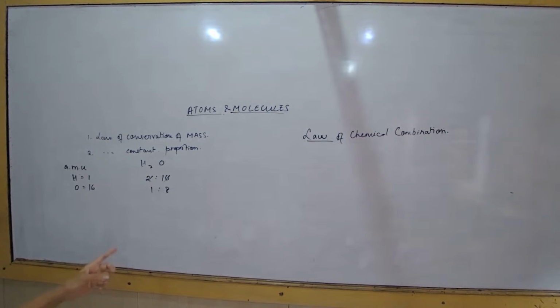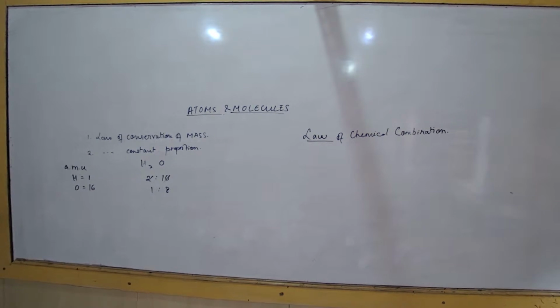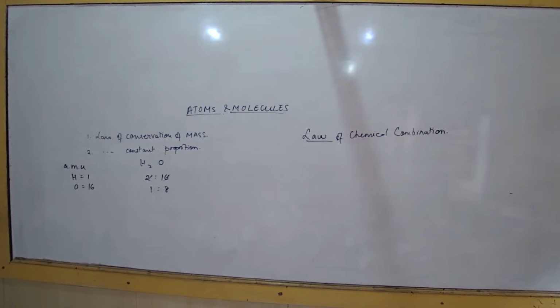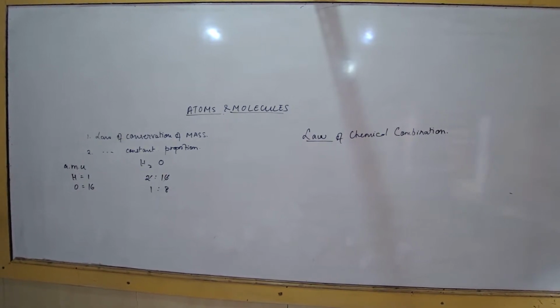So from various sources, suppose you take water, you will always get it in this particular proportion. This leads to the law of constant proportion, which is also known as the law of definite proportion. Underline this, definite proportion. Constant proportion is also called definite proportion. This law was stated by Proust: in a chemical substance, the elements are always present in definite proportion by mass.